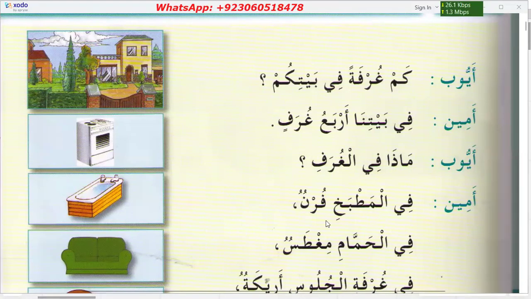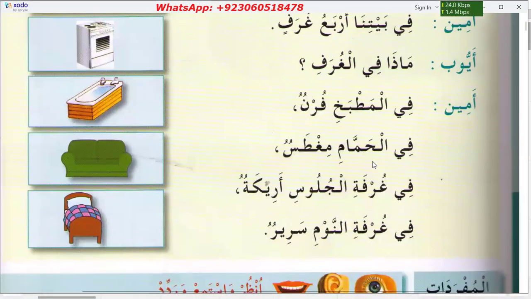Fil hamami, in the bathroom. Mightas, bathtub. Fil hamami mightas, in the bathroom there is a bathtub. Fi ghurfatil julus, in the living room, arika, sofa. Fi ghurfatin nawm, in the bedroom, sarir, bed. In the bedroom there is a bed.